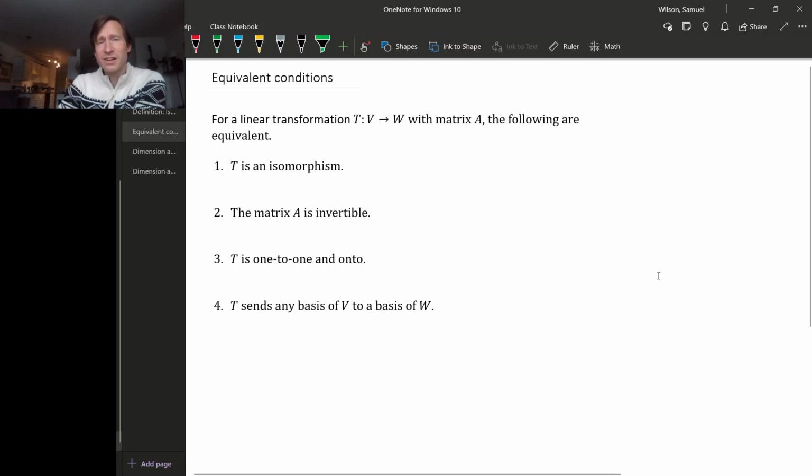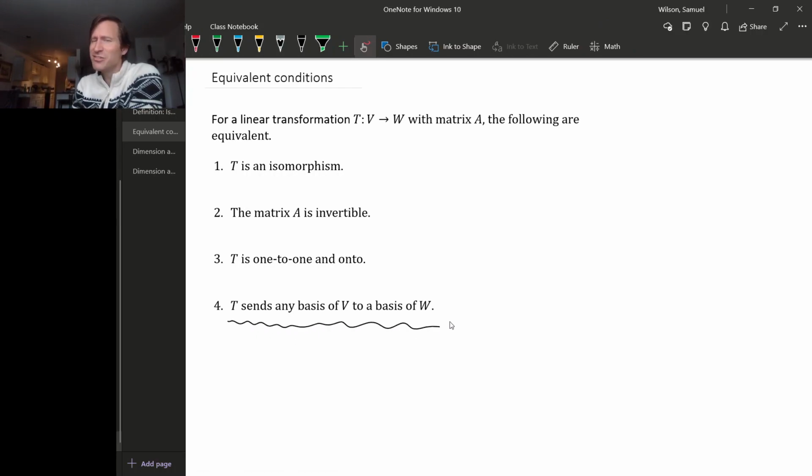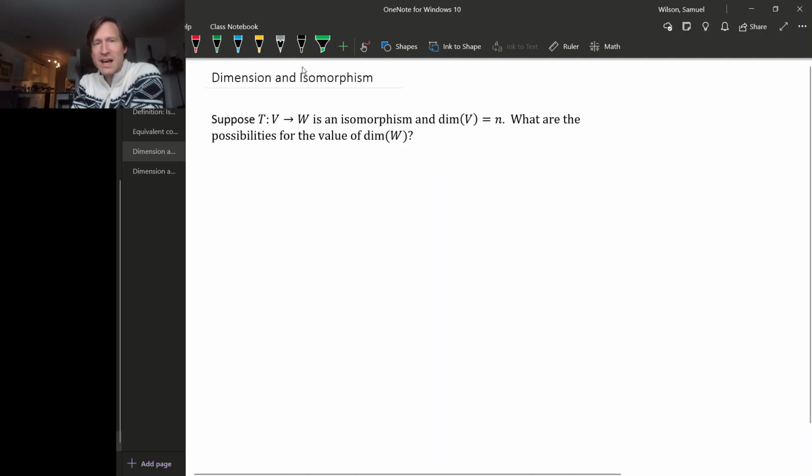When we were discussing conditions equivalent to having an isomorphism, you may have noticed that this last equivalent condition actually tells us something about the basis, about the dimension of V and the dimension of W. So let's suppose that we have an isomorphism from V to W, and let's suppose that the dimension of V is n. What can we say about the dimension of W? Well, we know that any basis of V gets sent to a basis of W.